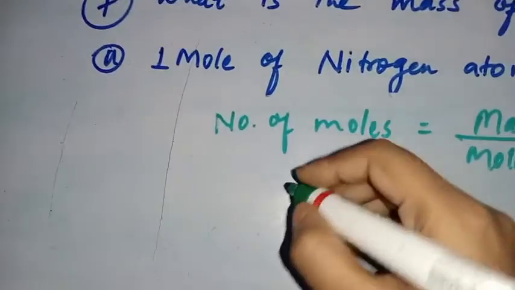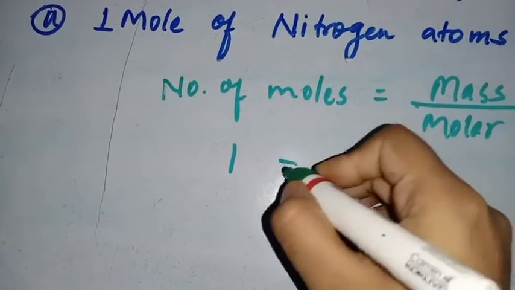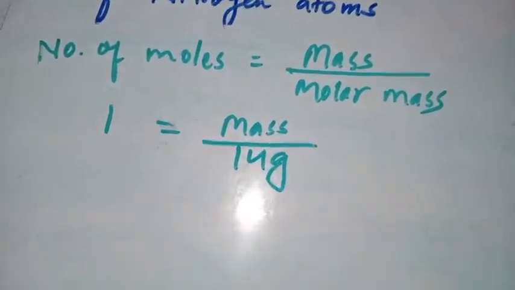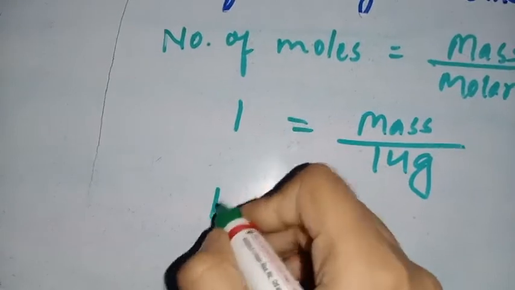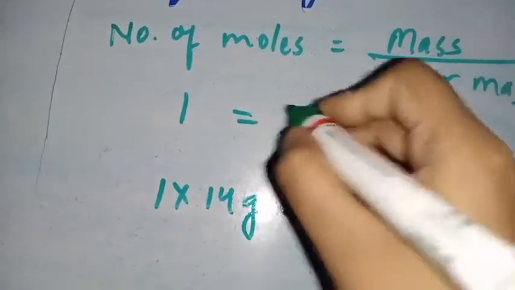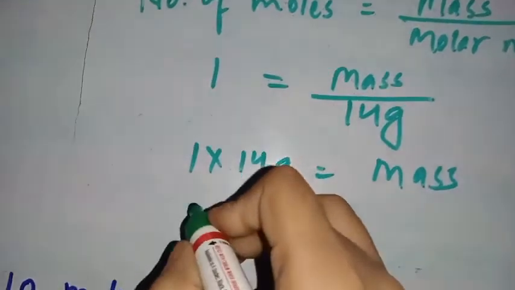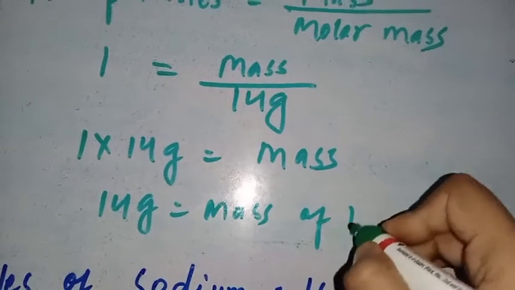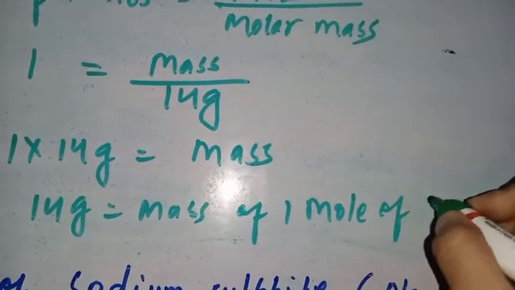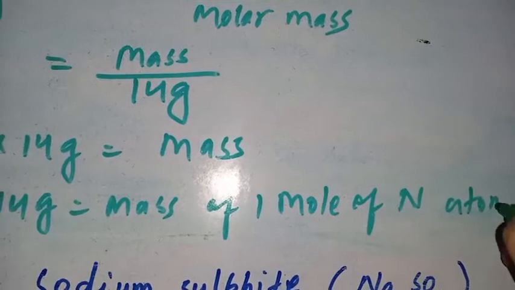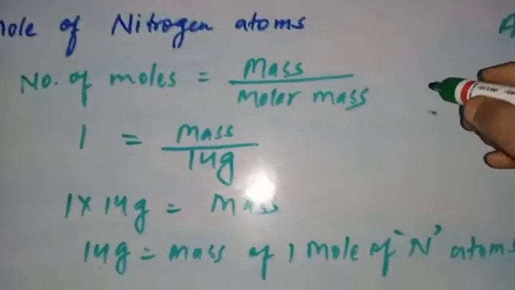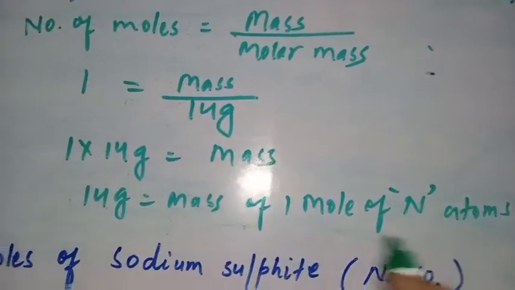Okay, so number of moles is how much? 1 mole is equal to the mass we have to calculate divided by the molar mass. We have just got the value 14 gram. So 1 into 14 gram will be equal to the mass, and 14 gram we have got as the mass of 1 mole of nitrogen atoms. So by using this equation we can calculate the mass of 1 mole of nitrogen atom, that is 14 gram.